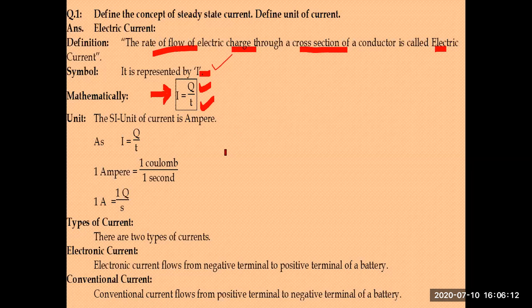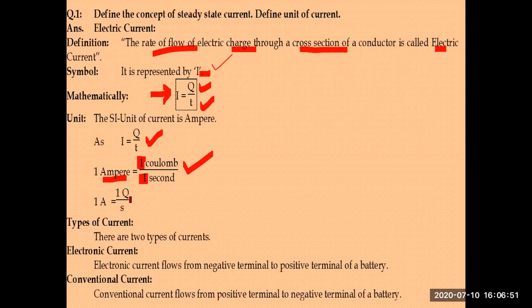Now we write down the unit of current. The formula is I equals Q divided by T, and its unit is ampere. 1 ampere means 1 coulomb of charge passing in how much time? During 1 second. If 1 coulomb of charge flows in 1 second through the cross-sectional area of a conductor, then the current passing through the conductor will be 1 ampere. So this is the unit of current.